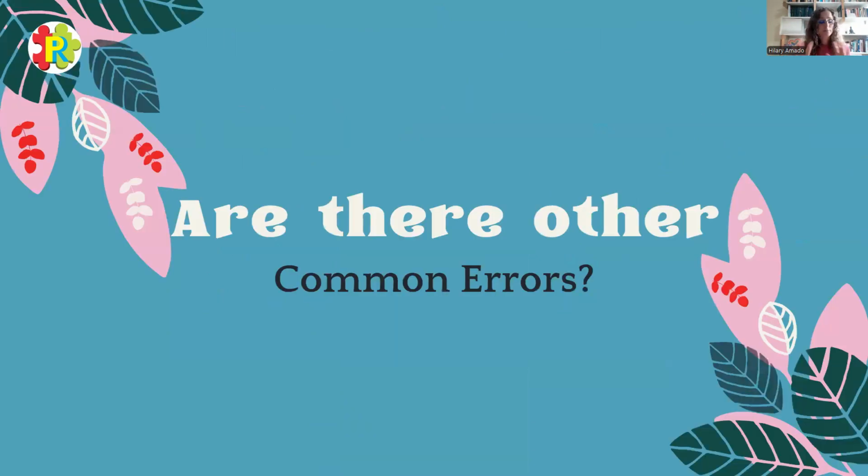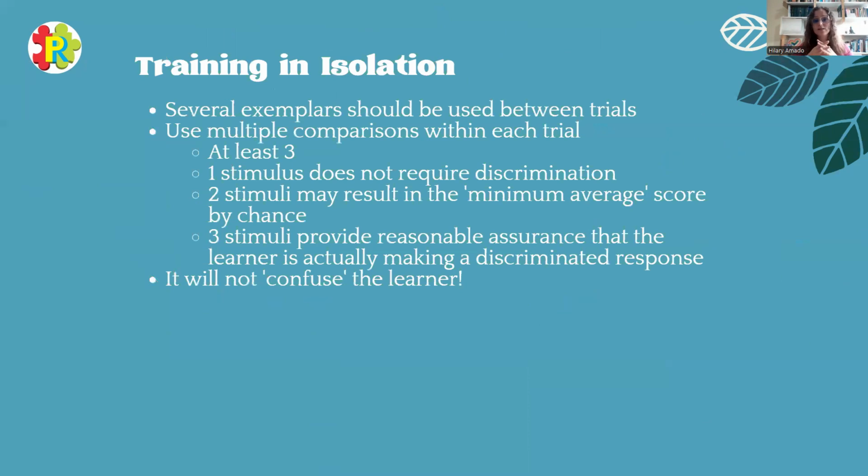You might have more programs than that, but it can just be 2 or 3 different ones. So what are some other common errors in ABA? You might see training in isolation. So they might do a block of 10 tacting trials in a row. Either way, what you want to do to avoid that is use several exemplars between each trial.